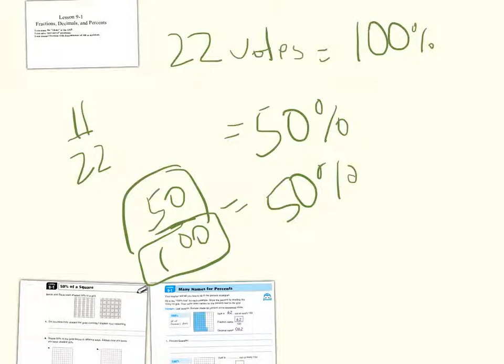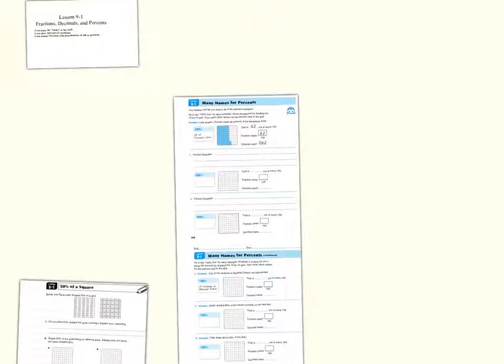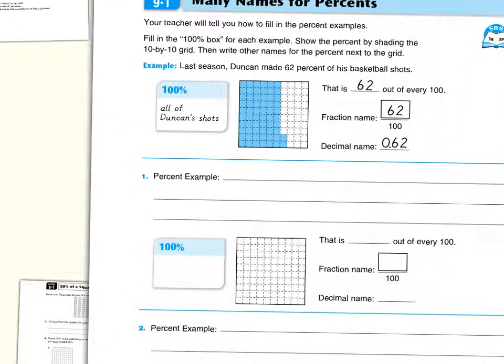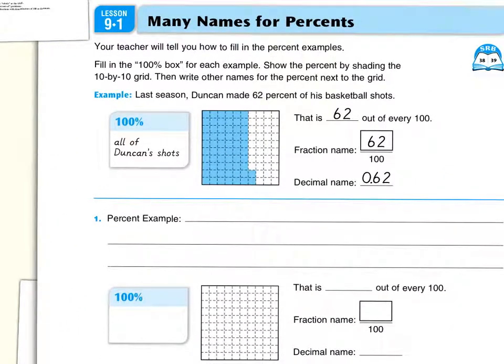Okay, so now what I want you to do is go to page 248 in your math journal, and we are going to work on this together. We're going to talk about how decimals and fractions and percents all kind of mean the same. On this first part here, we are going to fill in the 100% box on the example. It says, show the percent by shading the 10 by 10 grid. This is the 10 by 10 grid. You've seen these millions of times. Then write other names for the percent next to the grids.